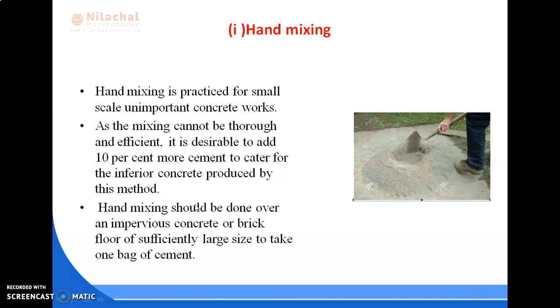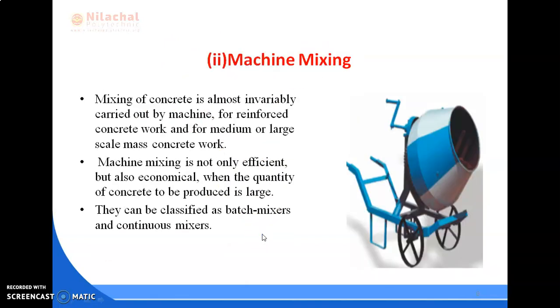So first is hand mixing. Hand mixing is practiced for small scale or unimportant concrete works. Basically we prefer it there, and in this case the mixing cannot be thorough and efficient. So 10% more cement is added to produce the concrete in the hand mixing process. Next is machine mixing. It is done for RCC work and for medium or large scale mass concrete work, and it is an economical process to produce a large quantity of concrete.